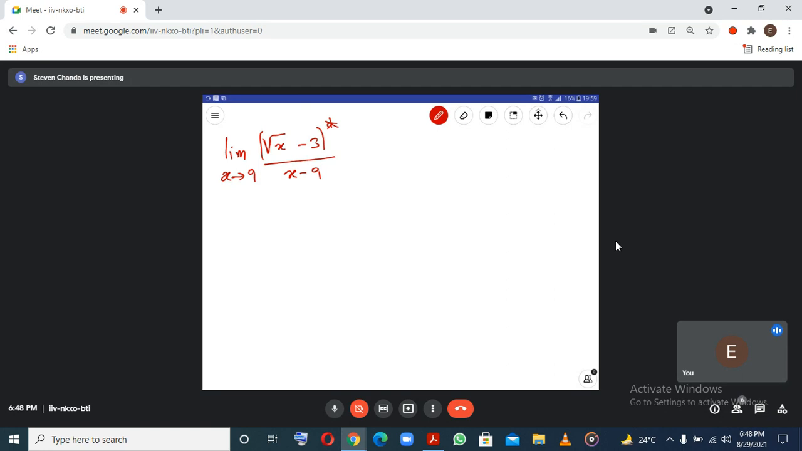Remember, like we did in the earlier question, if you want to maintain the value of the function, what you do on the numerator, on top, you do on the bottom. So we multiply by the conjugate. The conjugate is just where there was a negative, I put a positive. Oh, sorry, I've made a mistake. Where there was a negative there, I put a positive here, and then we do the same for the bottom part.